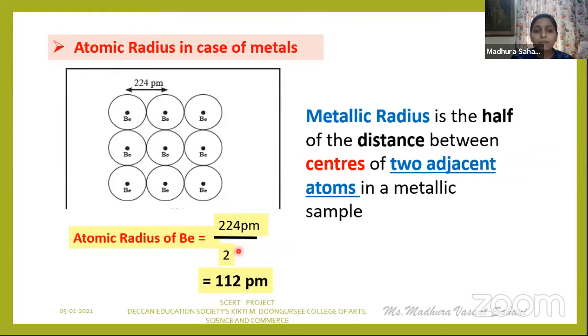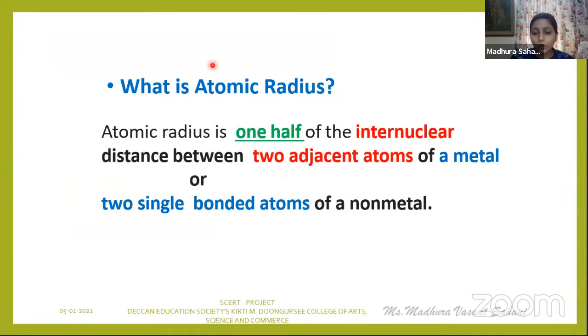224 picometer divided by 2. That is nothing but 112 picometer. Correct? So here now you come to know how to calculate the atomic radius in case of non-metals as well as how to calculate the atomic radius in case of metals. Now our job is to learn the periodic trends with respect to atomic radius across the period and down the group.